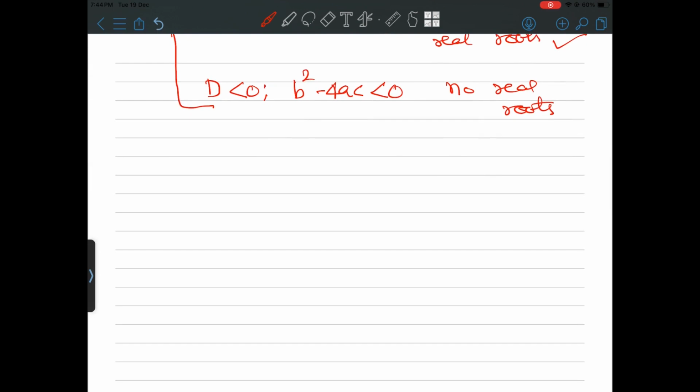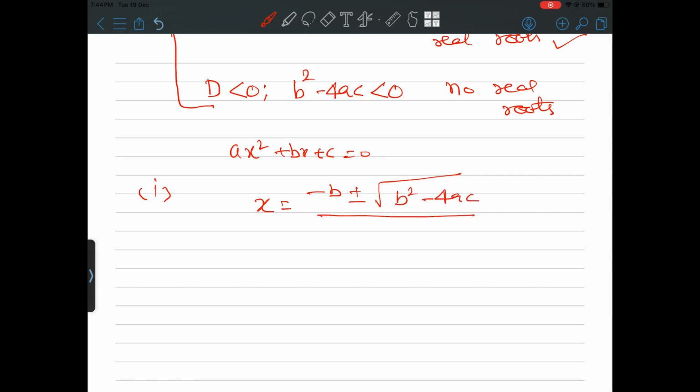As we know, the form of a quadratic equation is ax square plus bx plus c equal to 0. If you want to find the roots, one way is to simply use this: x is equal to minus b plus minus under root b square minus 4ac upon 2a. Okay. So by this formula, you can find the values of the roots, right?